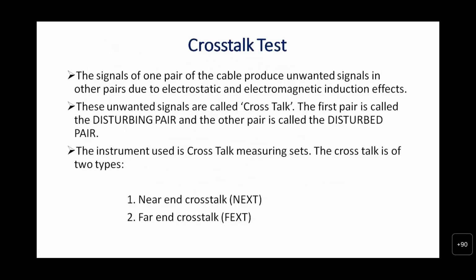Crosstalk test. Here, the signal of one pair of the cable produces unwanted signal in the other pair due to electrostatic and electromagnetic induction effect. These unwanted signals are called crosstalk. The first pair is called the disturbing pair. The other pair is called the disturbed pair. The instrument used is the crosstalk measuring set. Crosstalk is of two types. That is near end crosstalk, called NEXT, and far end crosstalk, FEXT.